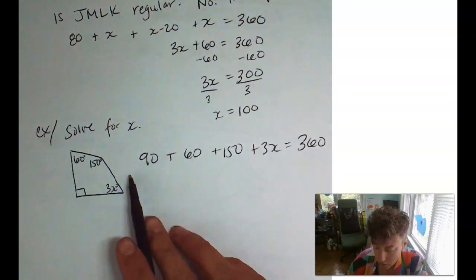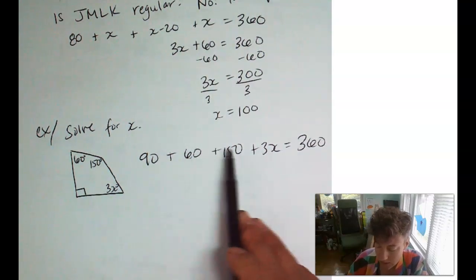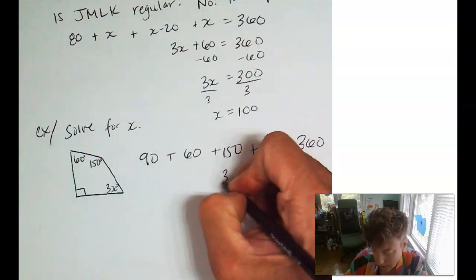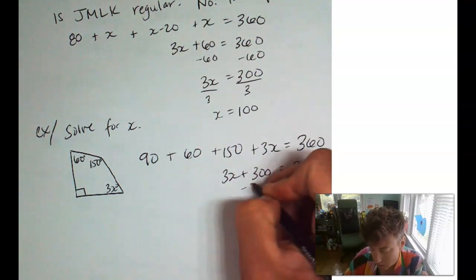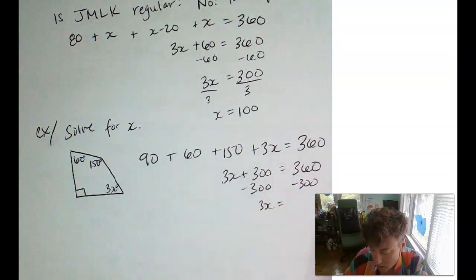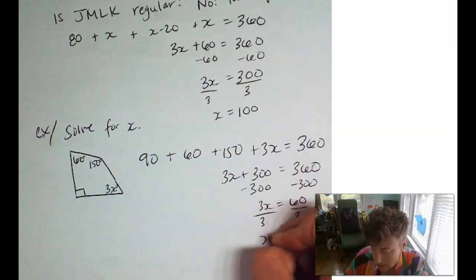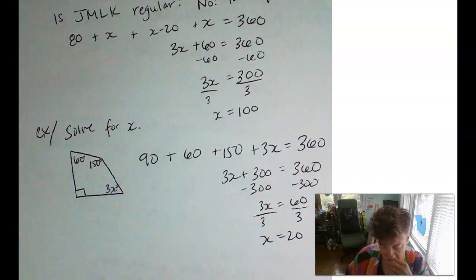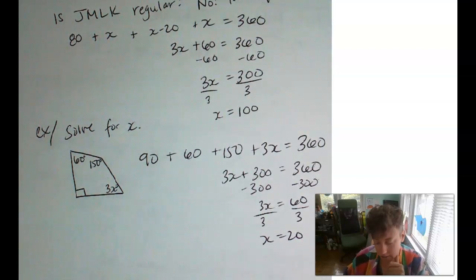If we add all of our like terms, 90 plus 60 is 150 plus 150 is 300. So we have 3x plus 300 equals 360. Subtract 300 on both sides. 3x equals 60. Divide by 3, and we get x equals 20, which would mean that that angle here is 3 times 20, 60 degrees.